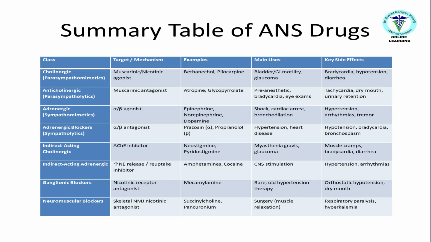This table summarizes the drugs acting on the autonomic nervous system, ANS. Cholinergic drugs mimic parasympathetic activity. Anticholinergics block it. Adrenergic drugs mimic sympathetic activity. Adrenergic blockers inhibit it. Indirect acting drugs work by increasing neurotransmitter levels. Ganglionic and neuromuscular blockers act on nicotinic receptors, ganglionic for ANS, neuromuscular for skeletal muscle. Remember the simple pattern: drug, receptor, effect, use, side effects. Focus on high yield examples for exams.